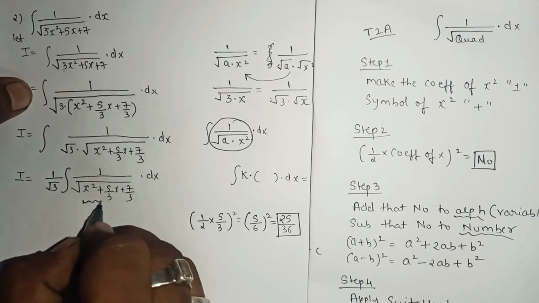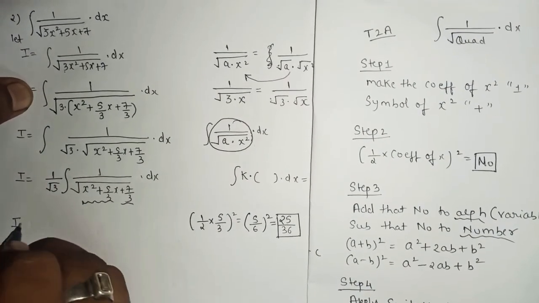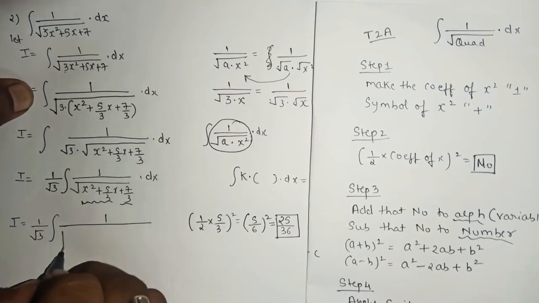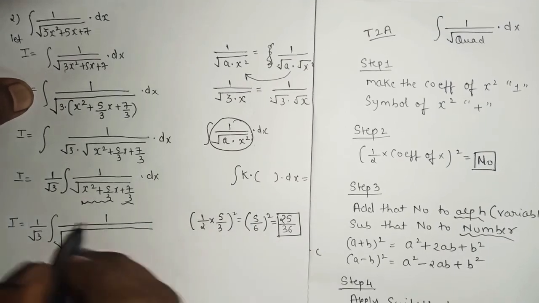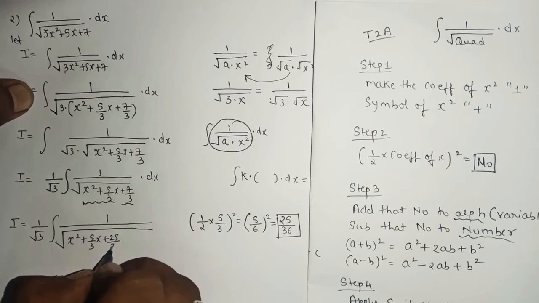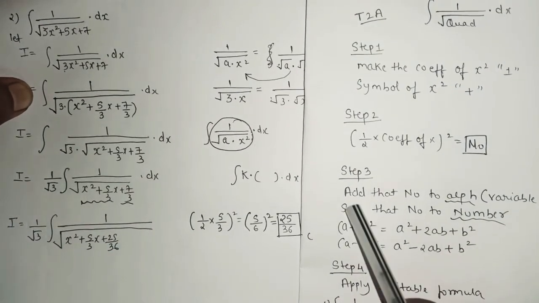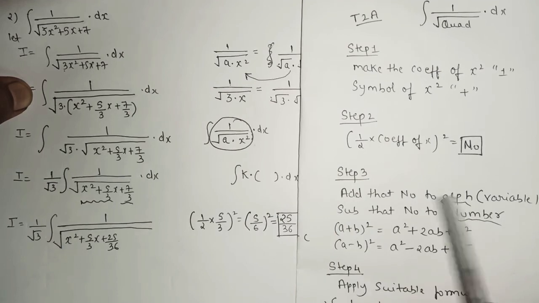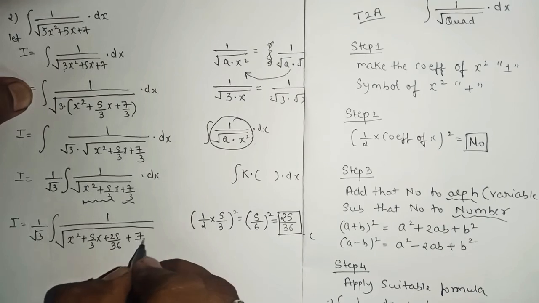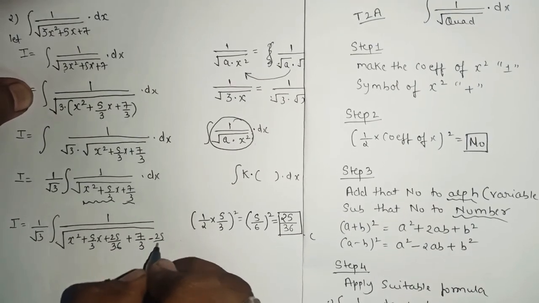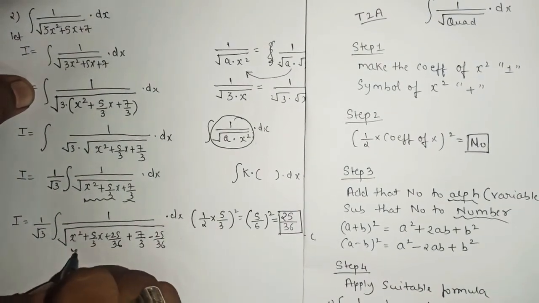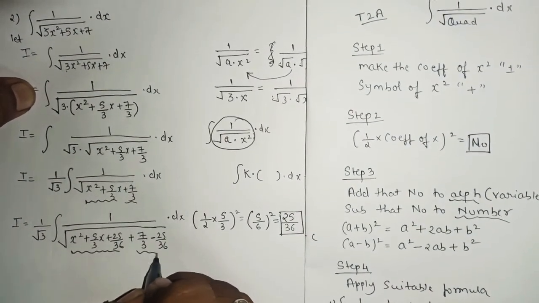Okay, so here we'll make the pair like this. So in the next step, we'll add this number to the alphabet. As per the rule, in step number 3 we have to add that number to the alphabet, that only I did, and subtract that number to the number. We'll subtract that number to the number. I hope you all understood this step. So we have to add that number to the alphabet and subtract that number to the number.